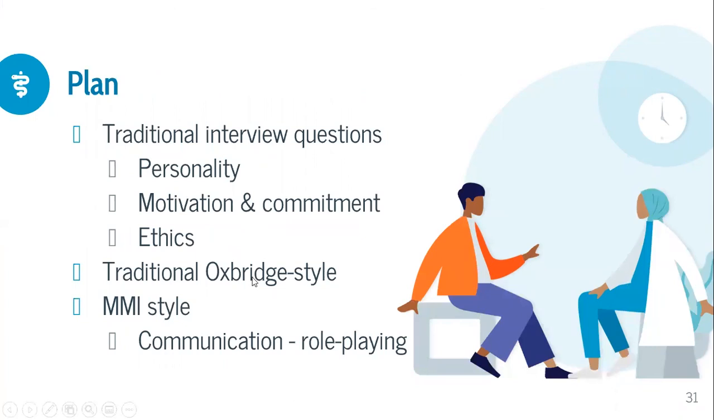Okay, so what we're going to do is split into small groups, and there are 3 main sections to this. We're going to do some traditional interview questions: personality type, motivation and commitment, and ethics. Then we'll do a couple of traditional Oxbridge-style questions, and then we'll do some role-playing. So my plan was to put you into small groups, and we'll give you 10 minutes to go through the personality questions, which are on the next slide.